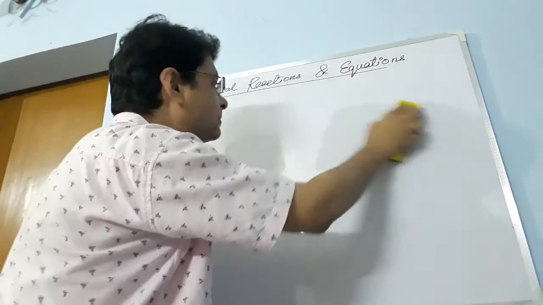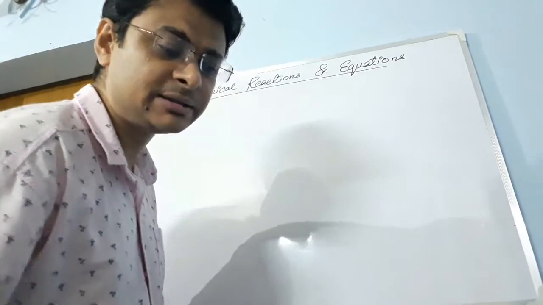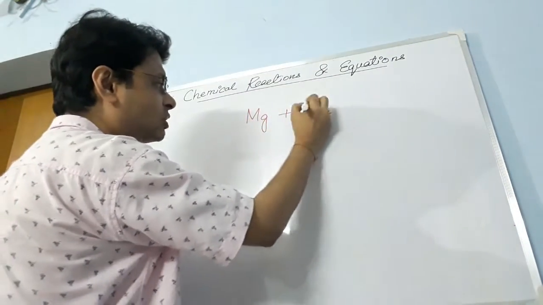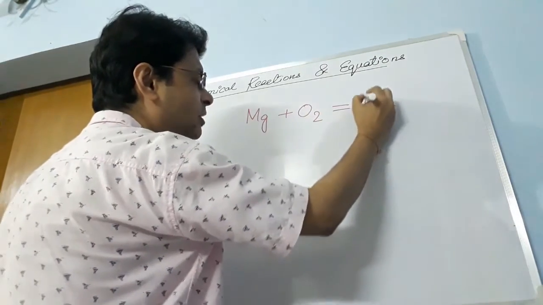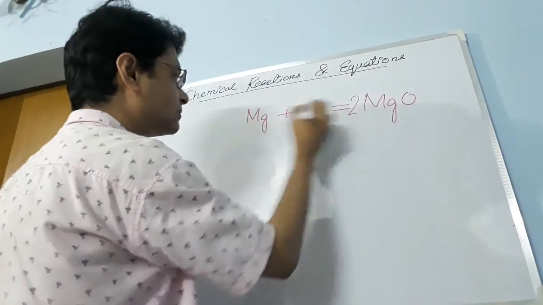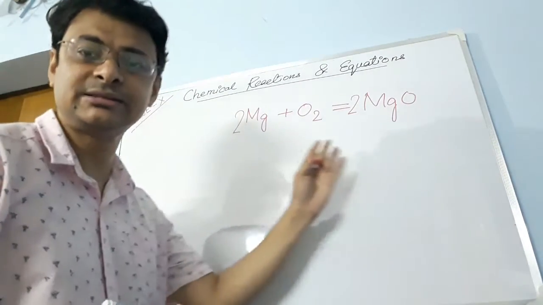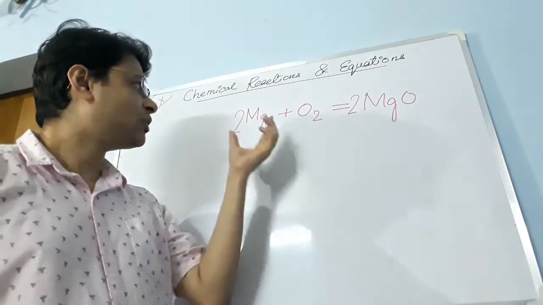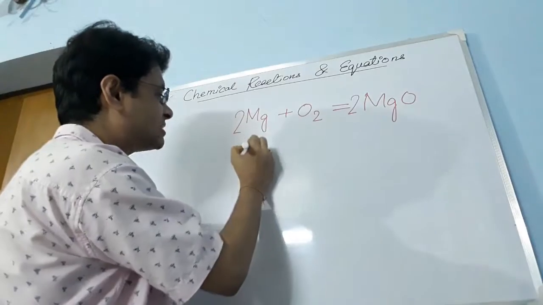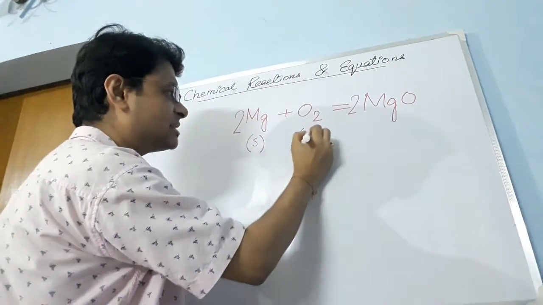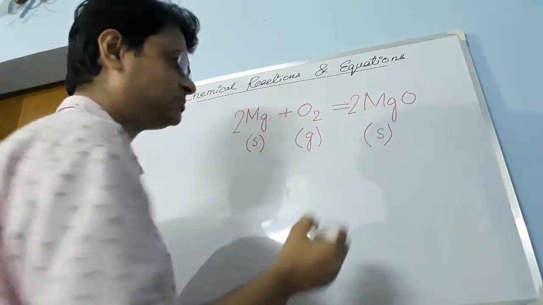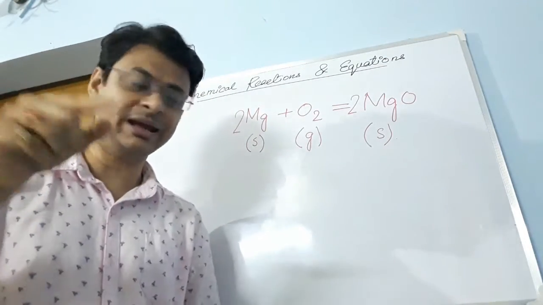Now suppose I take an example. Suppose magnesium burns in oxygen to form magnesium oxide. This is a balanced chemical reaction. Now magnesium is a solid, we write S, oxygen is a gas, we write G, and magnesium oxide is also a solid, we write S. And for liquid we write L.